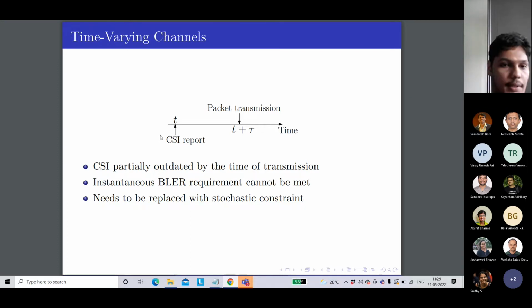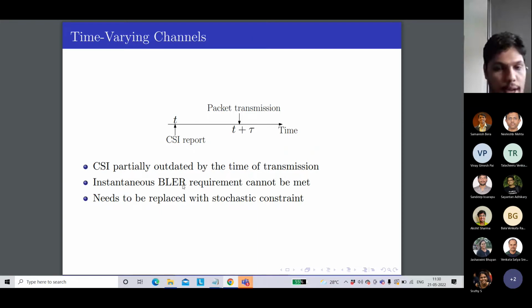So here is the problem. We saw the CSI is required. Let's say the CSI report is reported at time t. The packet is getting transmitted at time t plus tau. By the time of transmission, the channel state information might be partially outdated. So as a result, the instantaneous block error rate requirement cannot be met, because the controller doesn't know the instantaneous SNRs. The CSI information that it has is outdated. So the instantaneous BLER constraint cannot be met, so it needs to be replaced with a stochastic constraint.